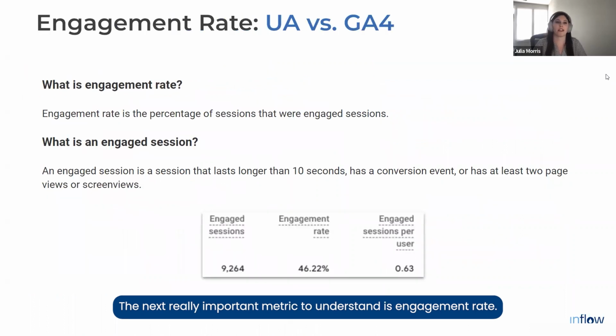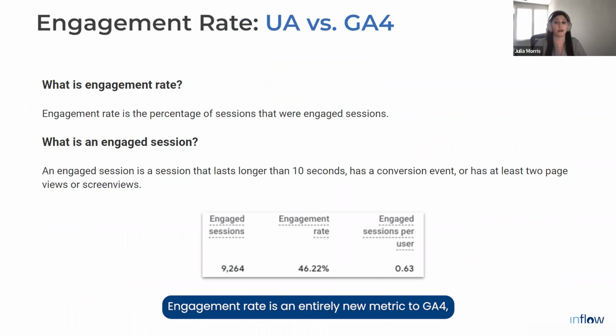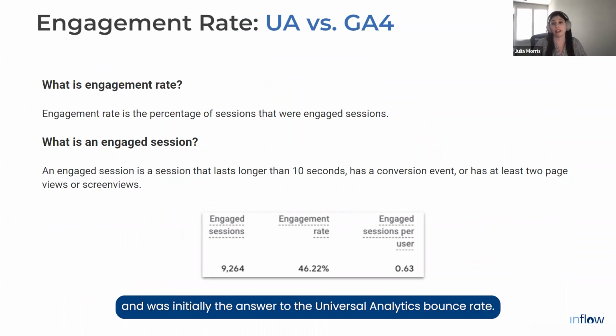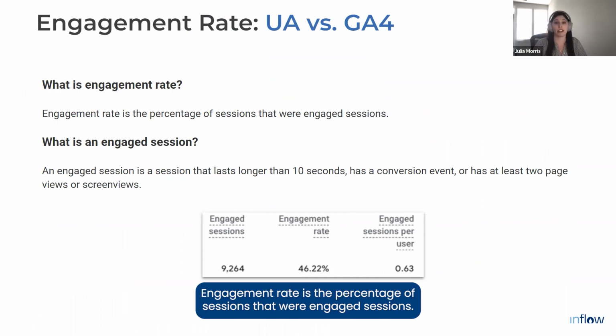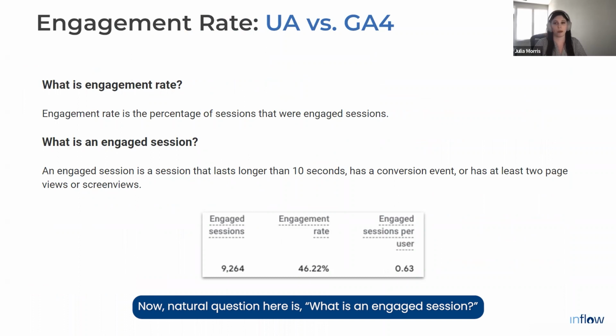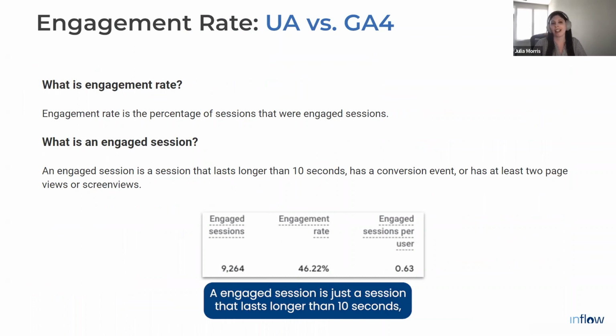The next really important metric to understand is engagement rate. Engagement rate is an entirely new metric to GA4 and was initially the answer to the Universal Analytics bounce rate. Engagement rate is the percentage of sessions that were engaged sessions. Now, natural question here is, what is an engaged session? An engaged session is just a session that lasts longer than 10 seconds, has a conversion event, or has at least 2 page views or screen views.